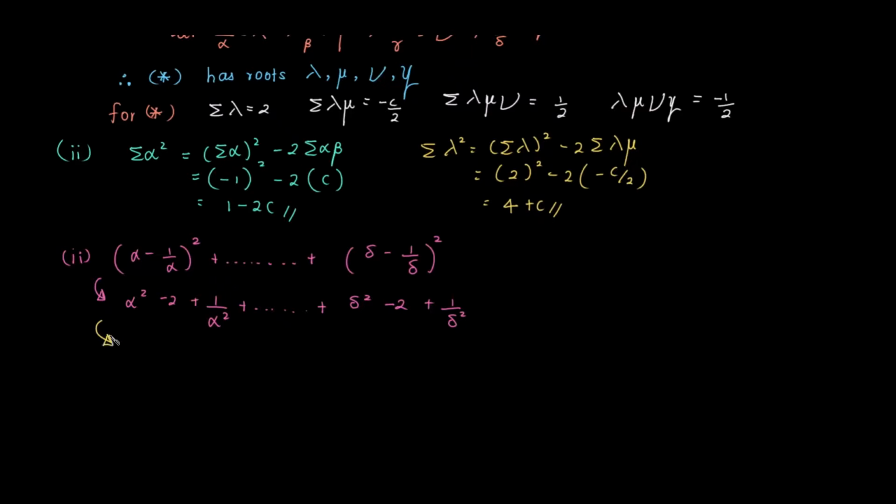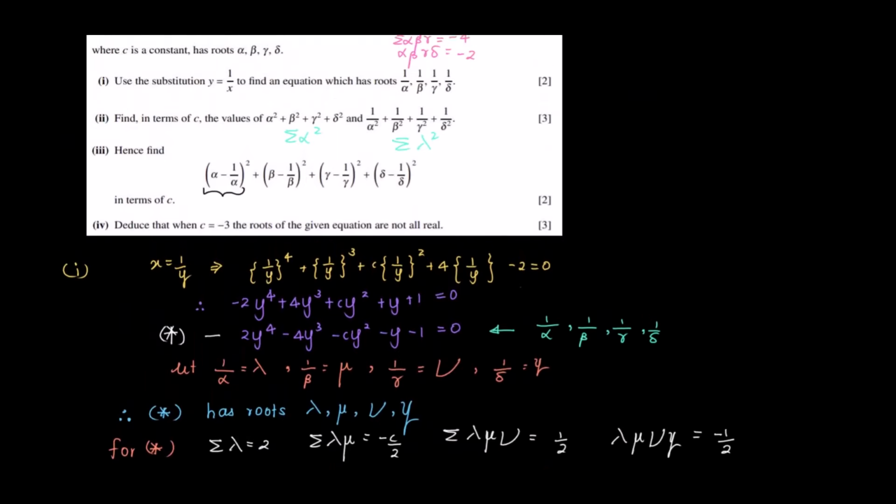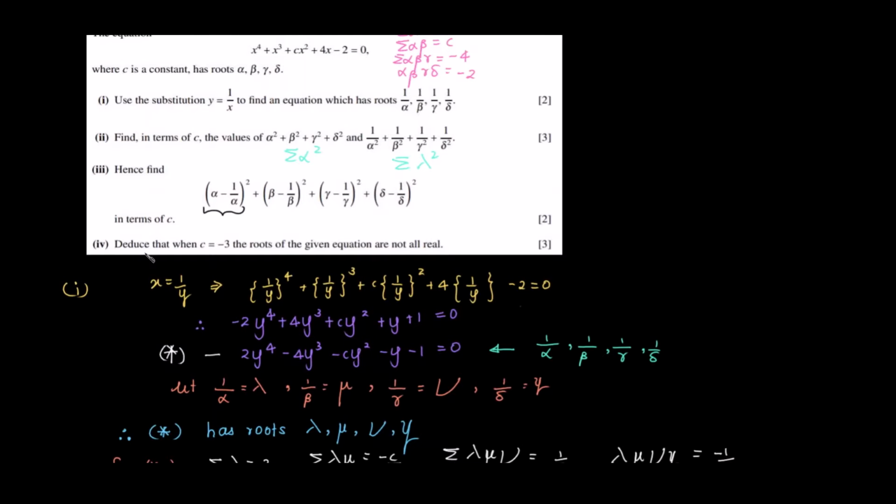So actually, if you observe very carefully, this is equal to sigma alpha squared plus sigma lambda squared minus 8. So substitute the values. We found that sigma alpha squared is 1 minus 2c and sigma lambda squared is 4 plus c. Simplify to get minus 3 minus c. Alright, so let's move on to the fourth part. Quite an interesting part. That's the best part for this question.